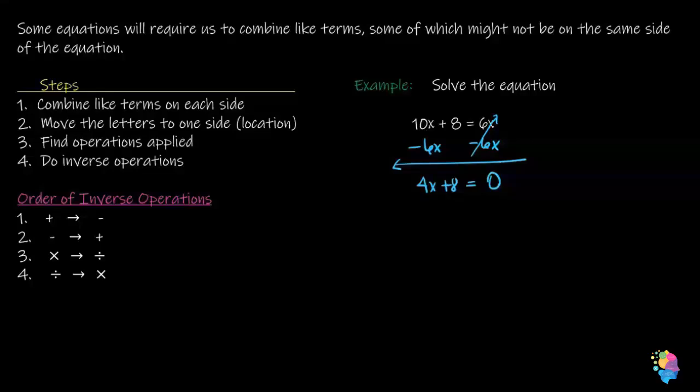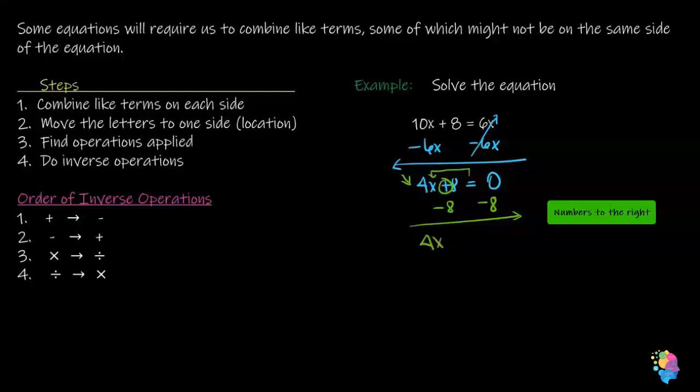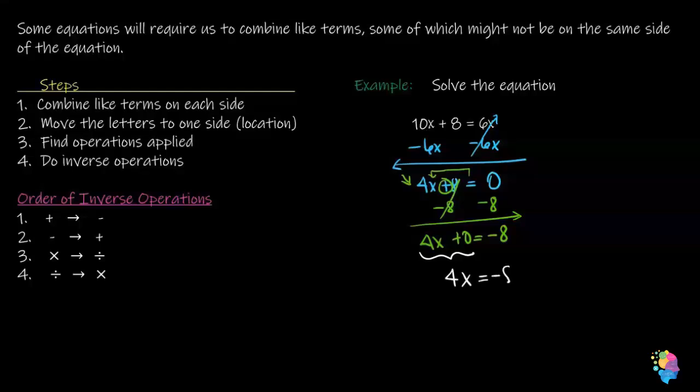All right, so then my variables are located on the left side because I moved them to the left. The operations being applied are addition and multiplication. So the opposite of addition will be subtraction. So I subtract 8 from both sides. From left to right, I have 4x, and then 8 minus 8 goes to 0. And then on the right side, 0 minus 8 is minus 8. Don't forget that we can simplify 4x plus 0 as just 4x. And on the right side, I still have that minus 8.